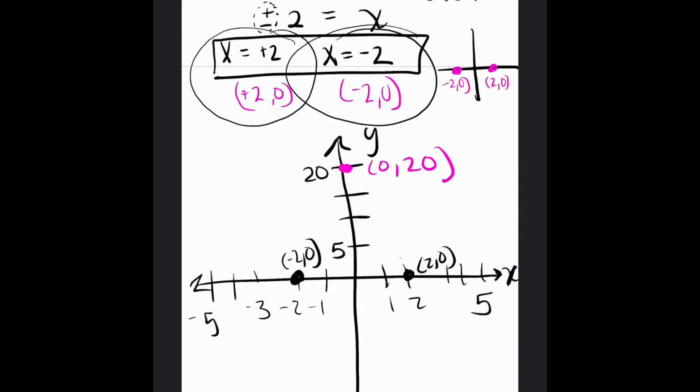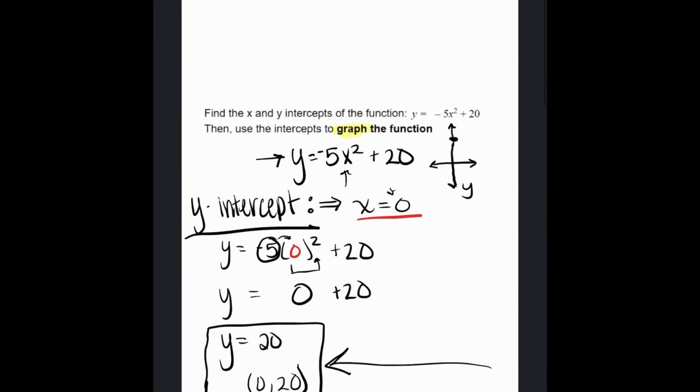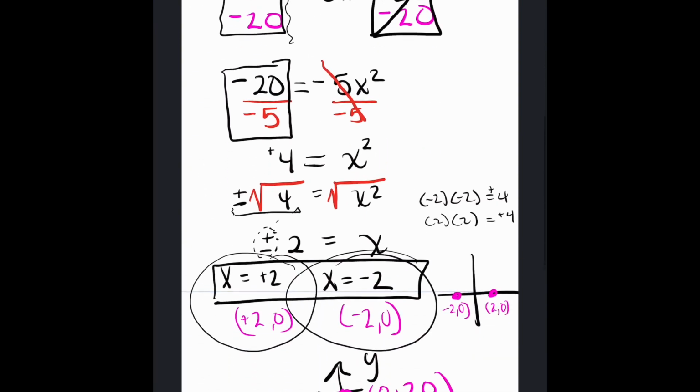Okay, so I have my two x-intercepts. That's what I got from here. I have my y-intercept that we got when we set x equal to 0 way up top. Now the whole thing is, well, what did we do all this for? We did this to graph the quadratic, remember? We wanted to graph this situation, and that's when we found the y-intercept, we found the x-intercepts.